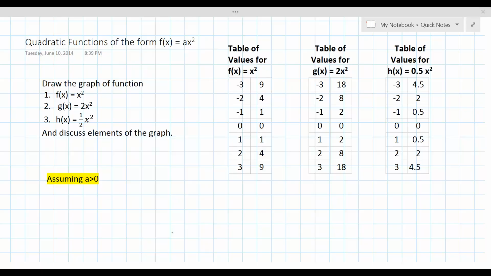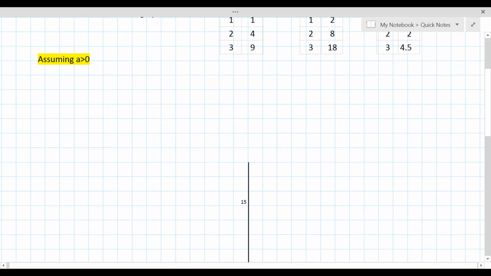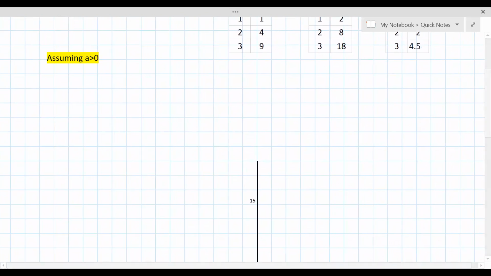In this lesson, we will investigate effects of the value of a upon the graph and its elements. For this lesson, we assume that value of a is greater than 0. Let's start with the base graph of f of x is equal to x squared, and then we will compare this graph with that of graphs with varying values of a.